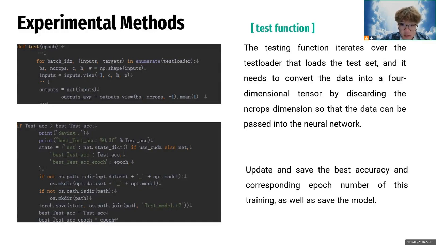This last section of code is for updating and saving the best accuracy of this training run, the corresponding best cycle number, and the operation of saving the model. Finally, the script loops through training and testing until the specified total number of training runs is reached, and then prints out the highest accuracy of the test set and the corresponding cycle number.